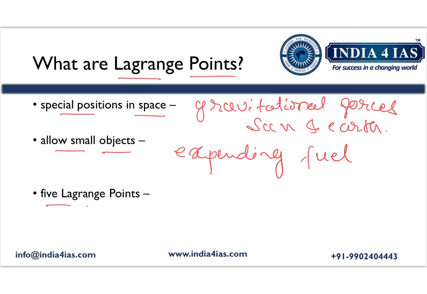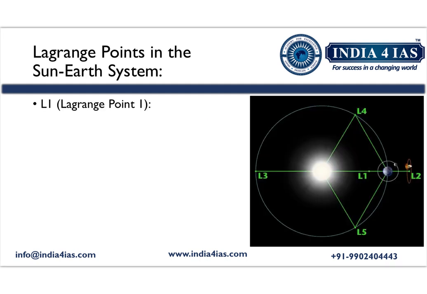There are 5 Lagrange points for two larger celestial bodies. For the Sun and Earth system, there are 5 Lagrange points. If you take Sun and Saturn, again there are 5 Lagrange points. So for every two larger celestial bodies, there exist 5 Lagrange points. In this figure, we can find the 5 Lagrange points of the Sun Earth system. So this is L1, this is L2, this is L3, this is L4 and this is L5.